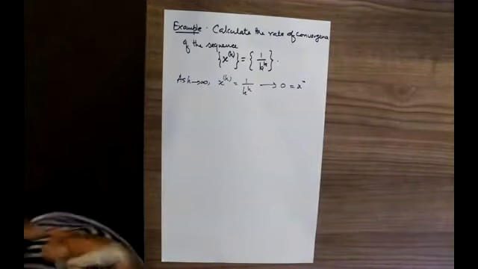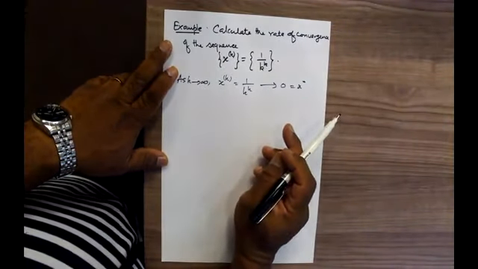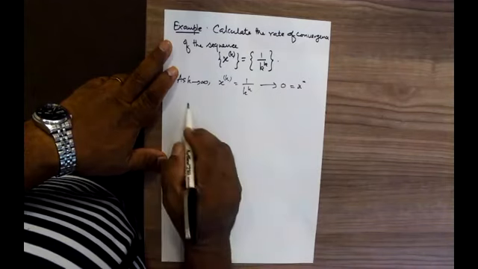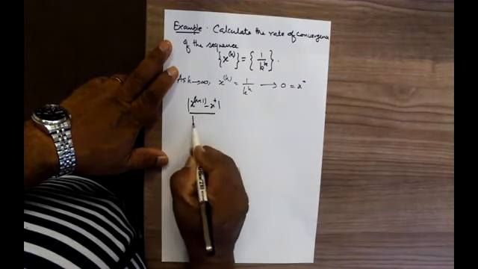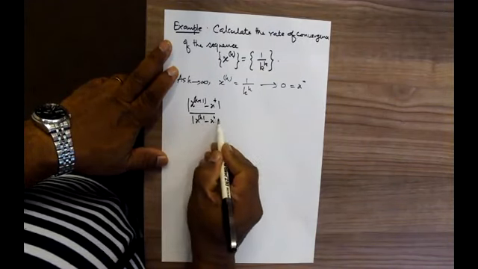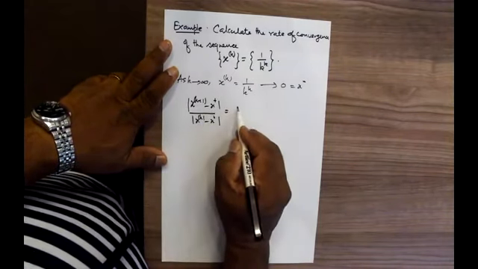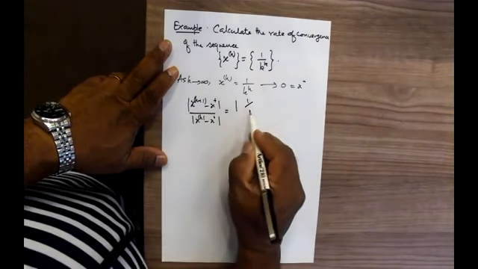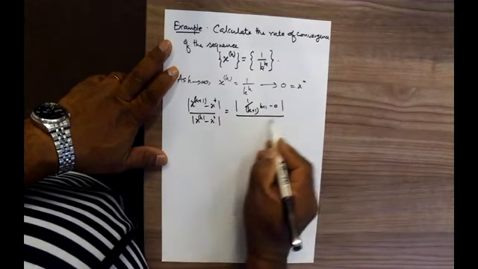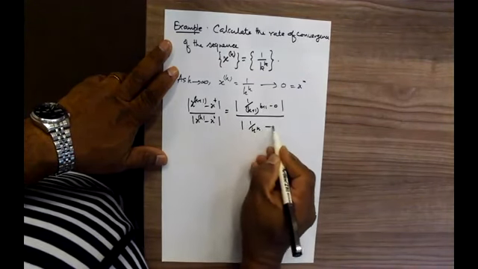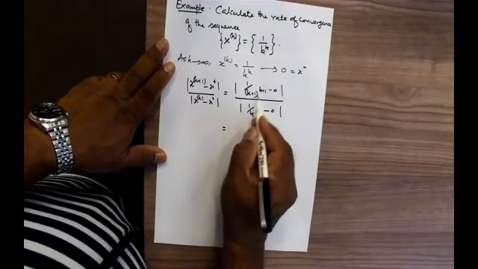We want to know how fast it converges to x star. So we look at the norm of xk plus 1 minus x star over xk minus x star. This is a real sequence, so the norm is an absolute value. That gives you 1 over (k plus 1) to the power k plus 1 minus 0, over 1 over k to the power k minus 0. You can drop the absolute value since these are positive numbers.